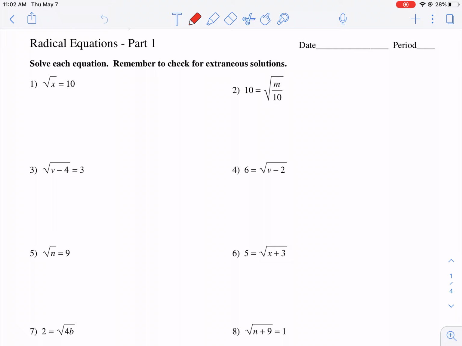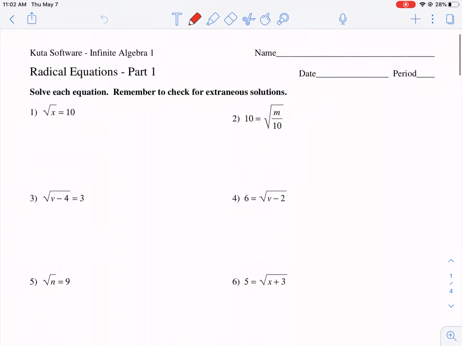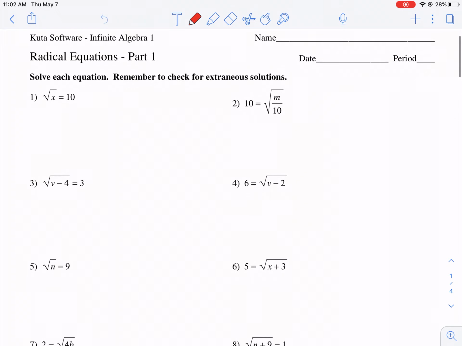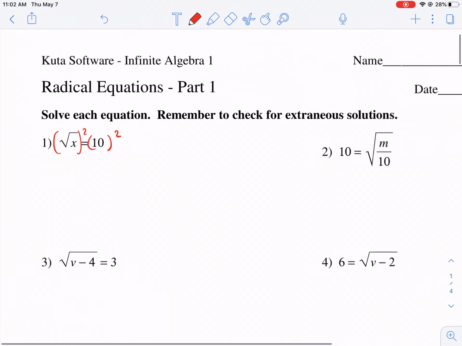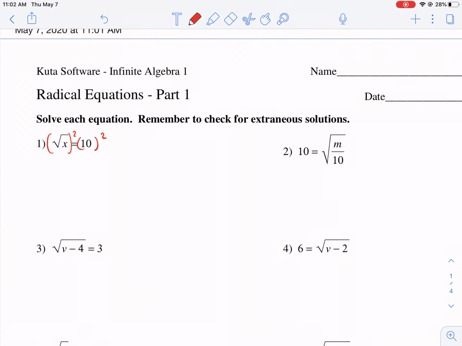We apply the power rule to all of these problems. The power rule means we can raise both sides to the same power, and it'll still keep it equal. The one thing we have to do is check for extraneous roots. So make sure you always check your answer at the end to see if it makes sense. If it doesn't make sense, then there's no solution. Or some solutions might be extraneous and some might not be, so it's important to check every one.